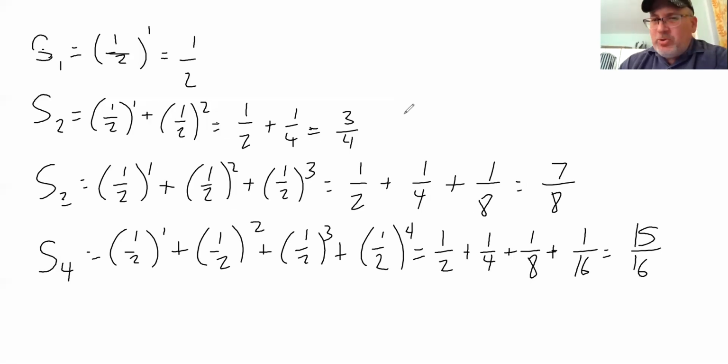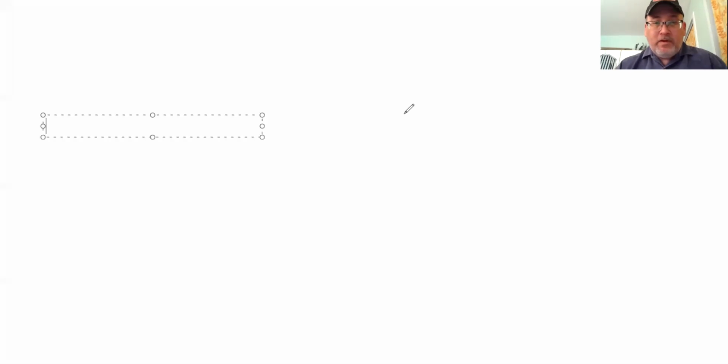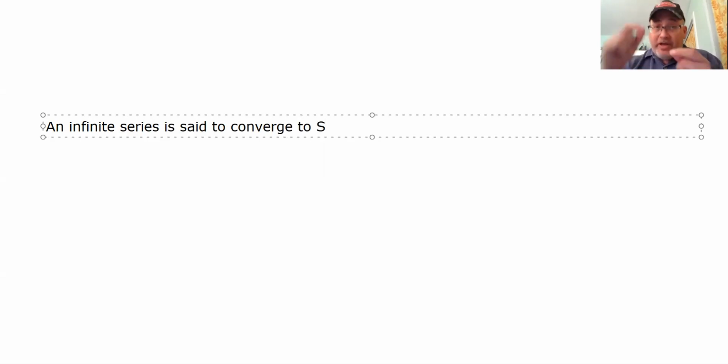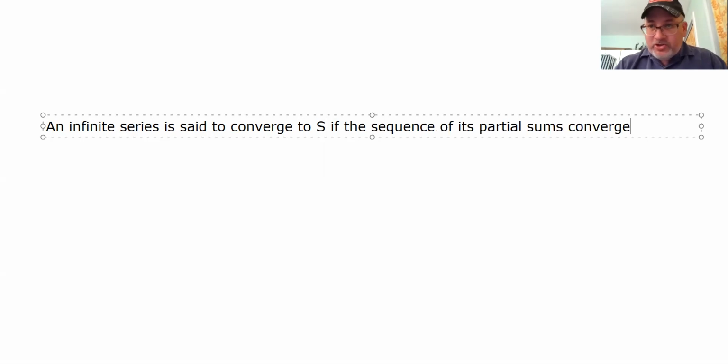So what does this have to do with the infinite sum? Well, here's what it has to do with it. Let's widen this text box. An infinite series is said to converge to, we'll say capital S without a subscript, if the sequence of its partial sums converges. This is more of a definition than anything.